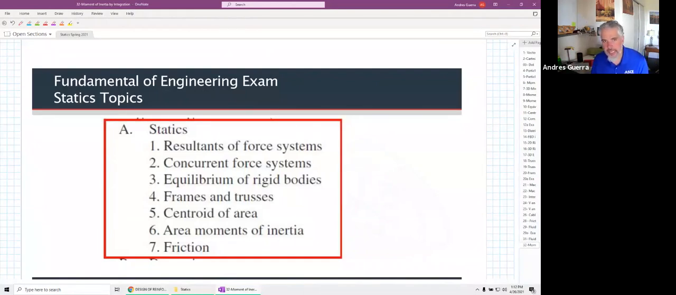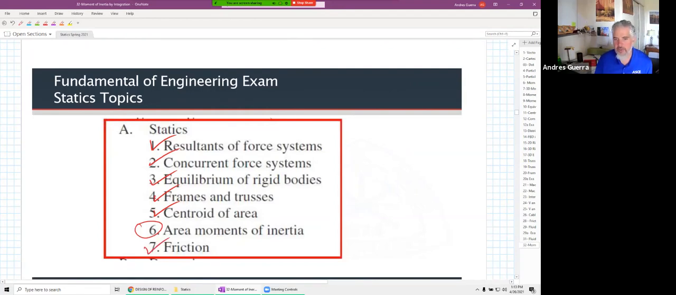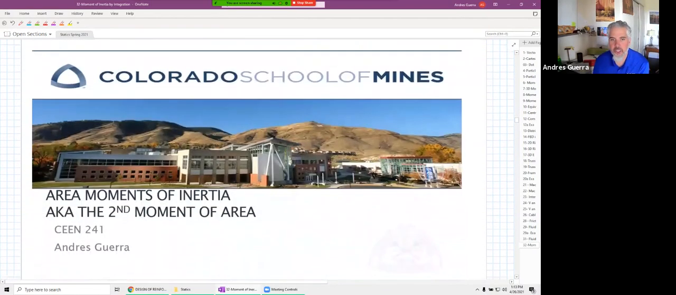So the FE exam has statics on there, and our statics topics include resultants of force systems. That was a long time ago. We've covered that. Concurrent force systems, that's like trusses and just particle equilibrium. Equilibrium of rigid bodies, we've done that. Frames and trusses, we've done that. Centroids of areas, we've done that. Area moments of inertia, we have not done that. And then friction, we have done that as well. Well, area moments of inertia, we're going to start that today and spend the rest of the semester talking about the area moments of inertia.